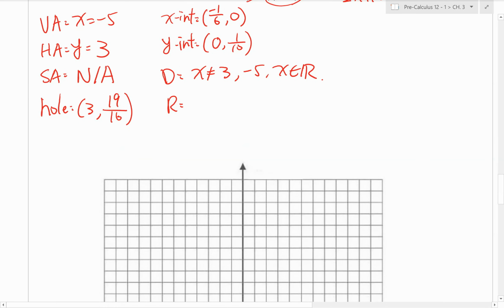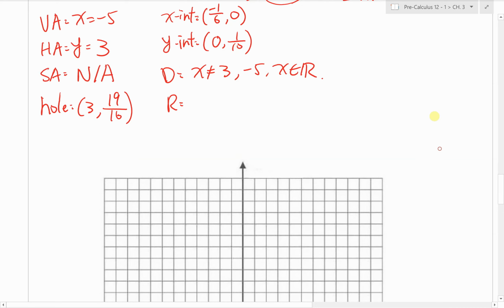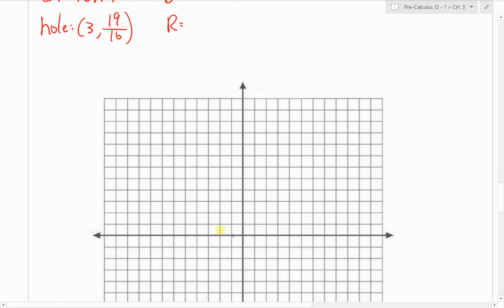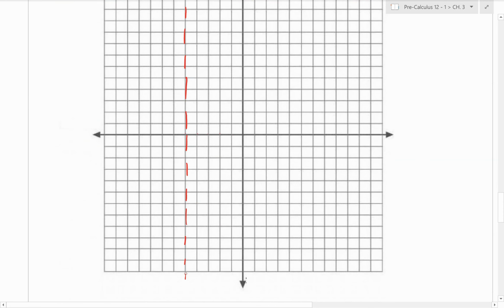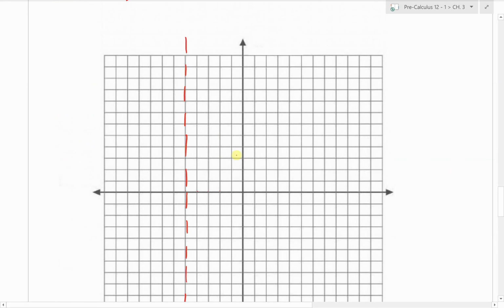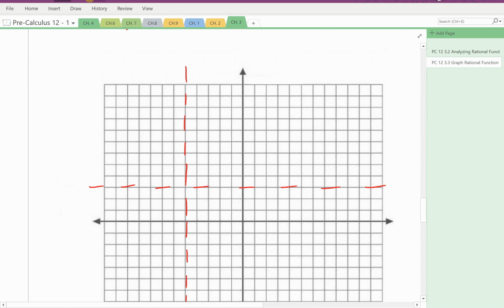So first, I'm going to draw my asymptotes. We have vertical asymptote at -5. 1, 2, 3, 4, 5 right here. We have the horizontal asymptote at 3. Okay, so that is 1, 2, 3 right here. Okay, and now I'm going to change to a different color and draw the graph.